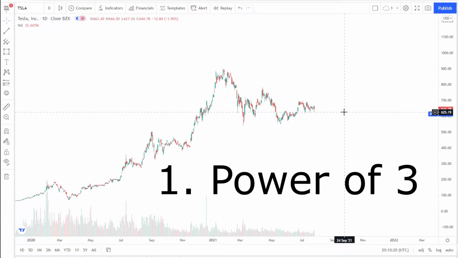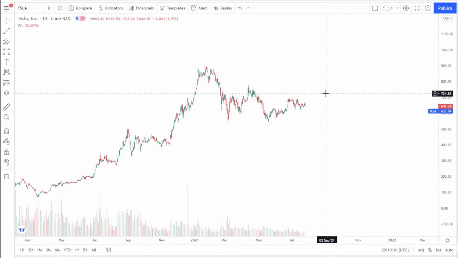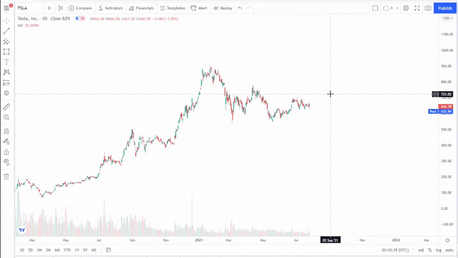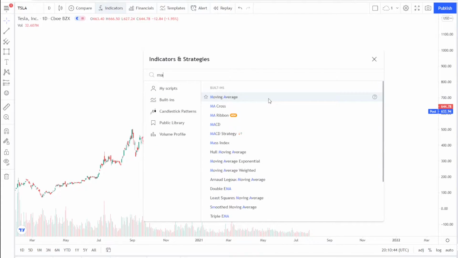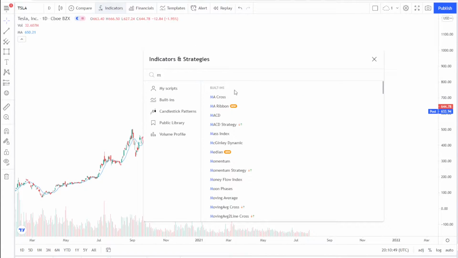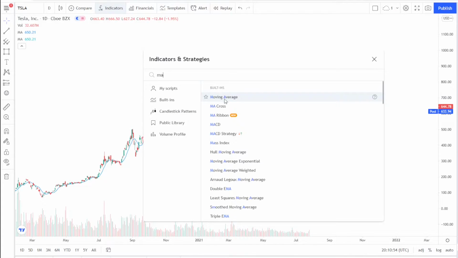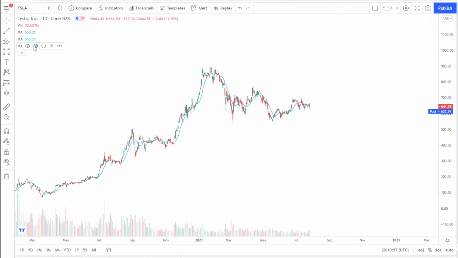So the first buying strategy that I want to talk about is the power of 3 strategy. On the screen I've got Tesla pulled up here. So what the power of 3 strategy is, you are using the moving averages as support. So if I go up to indicators, I can bring up some moving averages here. So I've got 3 moving averages here. I'm going to change them all.